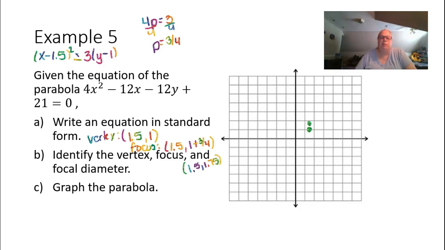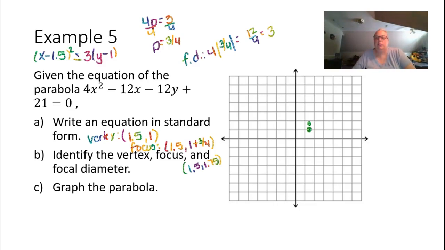Okay, the focal diameter is going to be 4 times the absolute value of 3/4. This is going to give us 12/4, which just reduces to 3, so our focal diameter is going to be 3. And then it's asking me to graph the parabola.